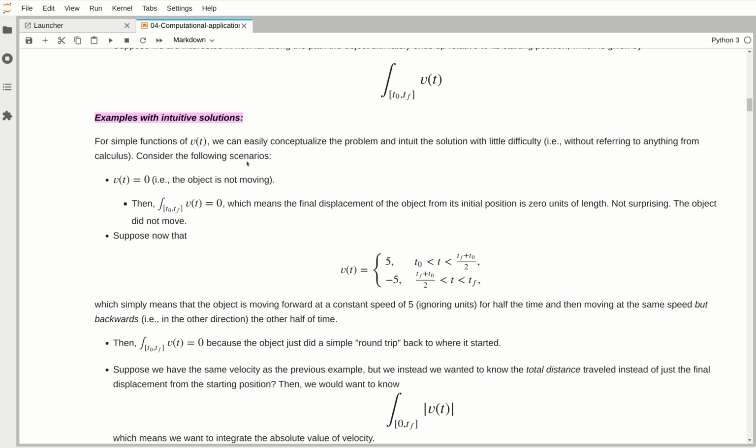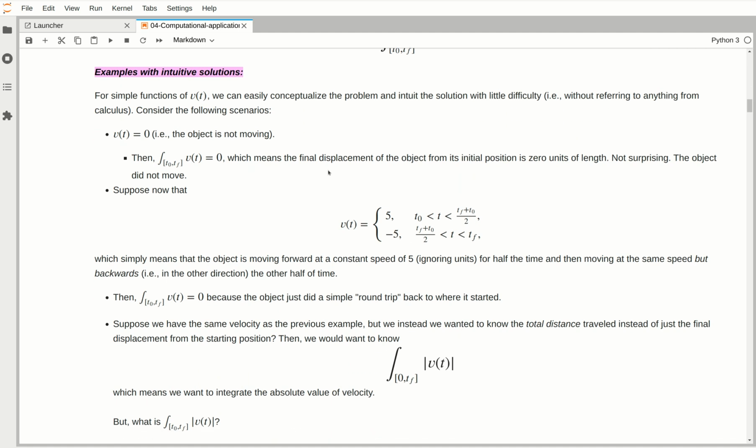So some examples that have intuitive solutions are given below. For simple functions of v of t, we can easily conceptualize the problem and really use our intuition to figure out what the solution is with very little difficulty. So again, meaning little difficulty means no calculus. So consider the following scenarios.